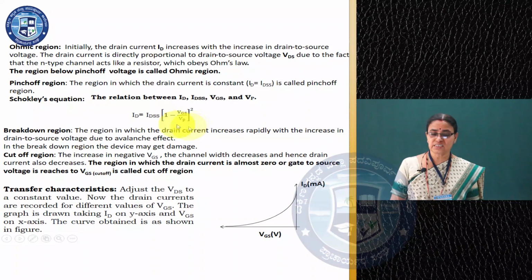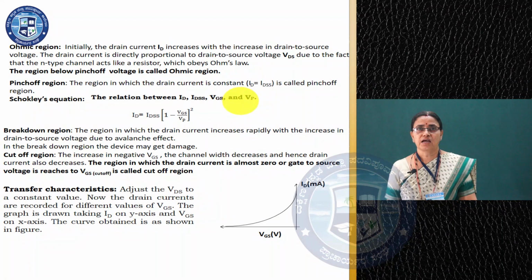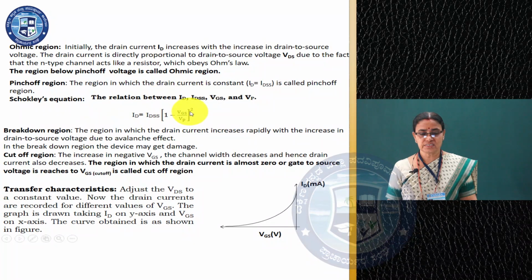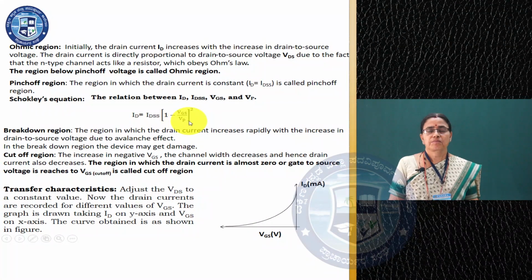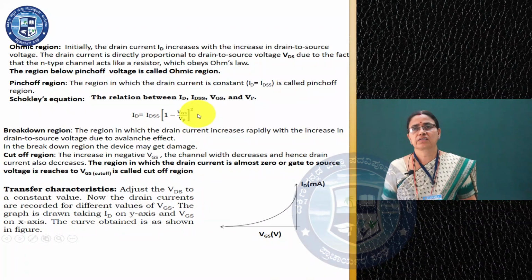And from the drain characteristics, we get one equation: ID is equal to IDSS into (1 minus VGS by VP) whole square. IDSS, I already told, is the drain saturation current, VGS is the gate to source voltage, and VP is the pinch off voltage. IDSS is nothing but the drain to source current with gate shorted. So that also you can consider.